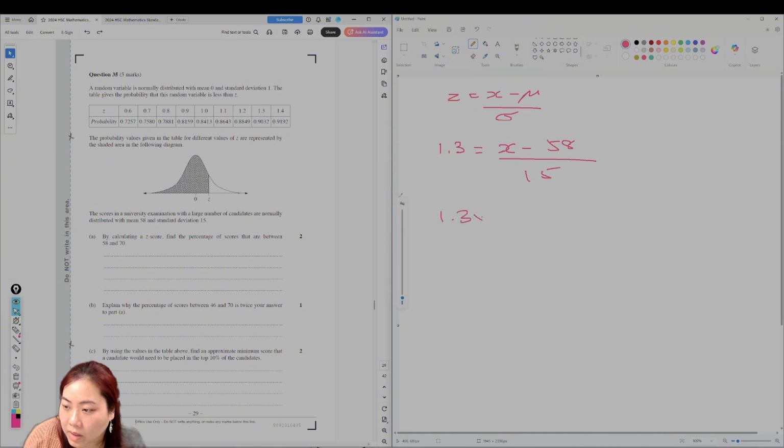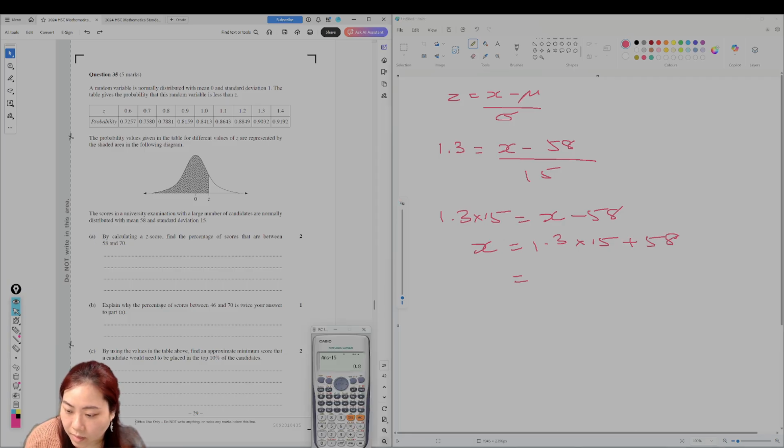We have 1.3 times 15 equals x minus 58. X will equal 1.3 times 15 plus 58, which equals 77.5. They need to have a score of 77.5 or above. Oh, minimum score, sorry. So the minimum score is 77.5.